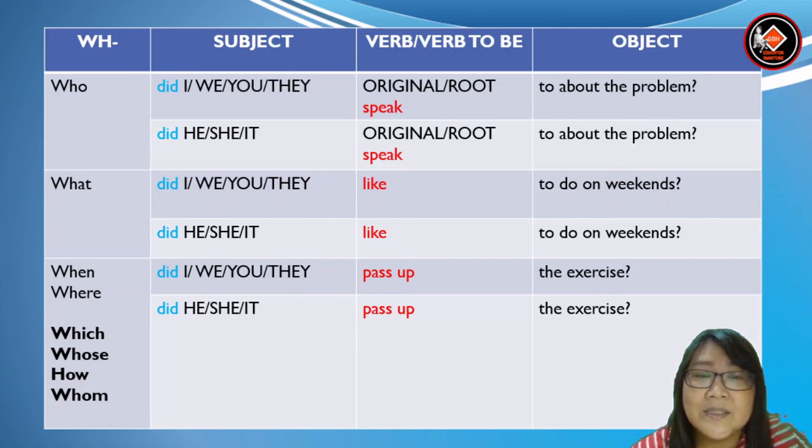So this is maybe a few years ago or last month. You can use a past simple. So what did he like to do on weekends? Or you can ask, when did you pass up the exercise? Where did he pass up the exercise? Or how did she pass up the exercise? You can try other sentences. For WH questions, you can use which, whose, or also whom.